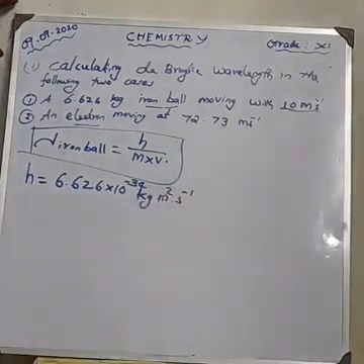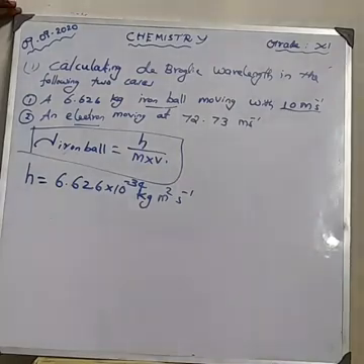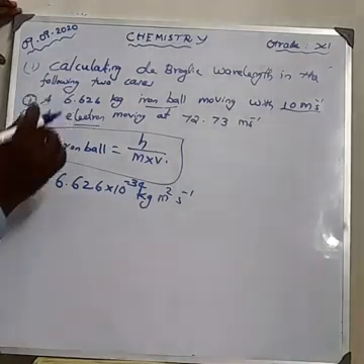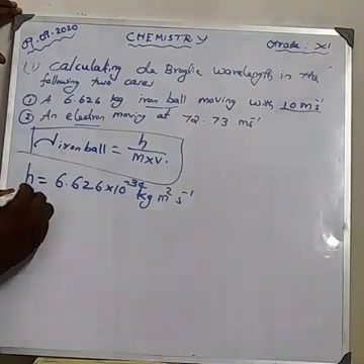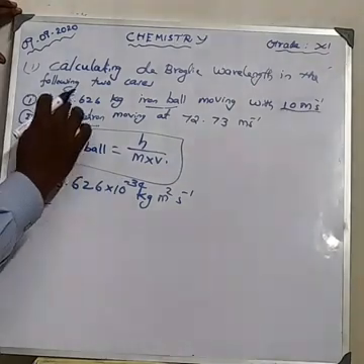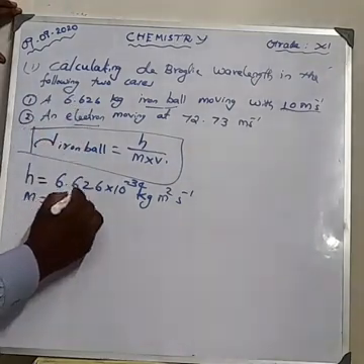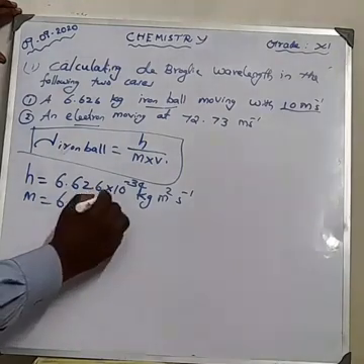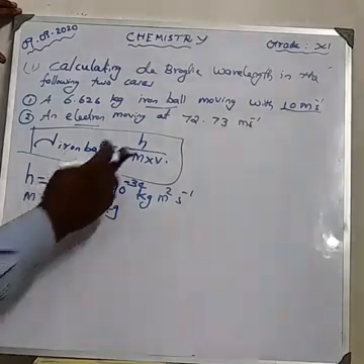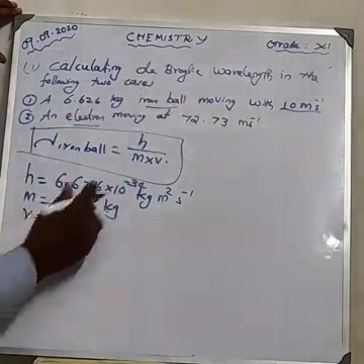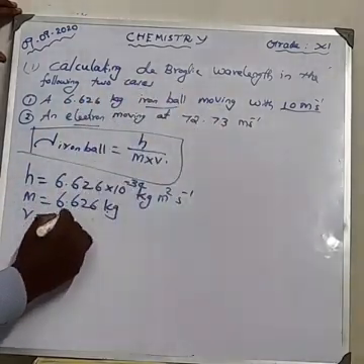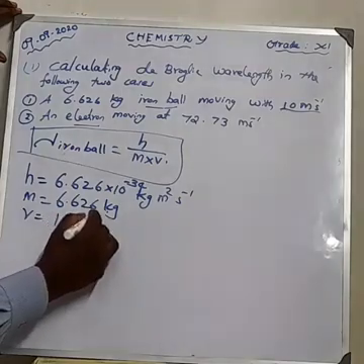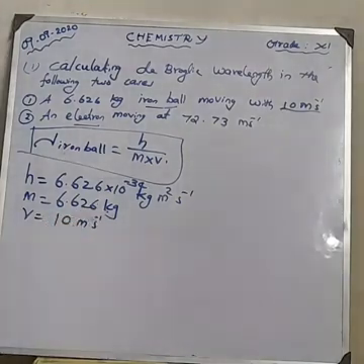Okay, this is the value of h, and the value of m is equal to 6 kilogram. Then velocity v is equal to 10 meter per second. These are the following data. This is the constant value. H is the constant value.